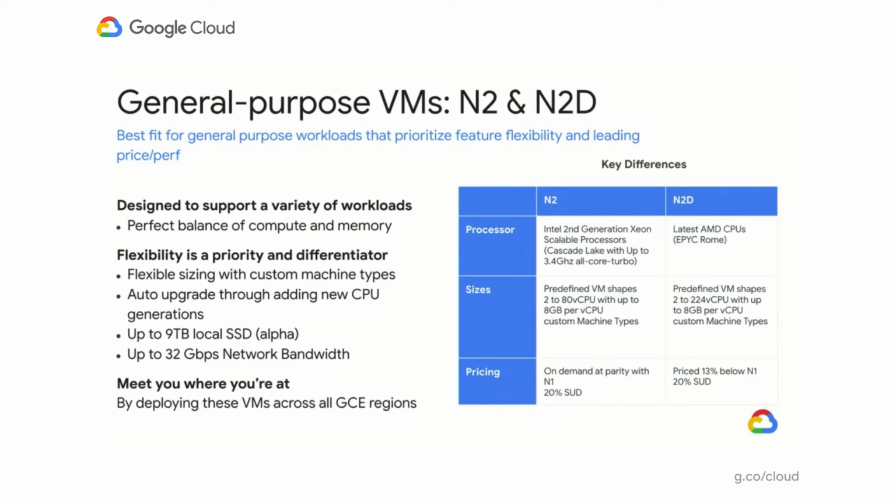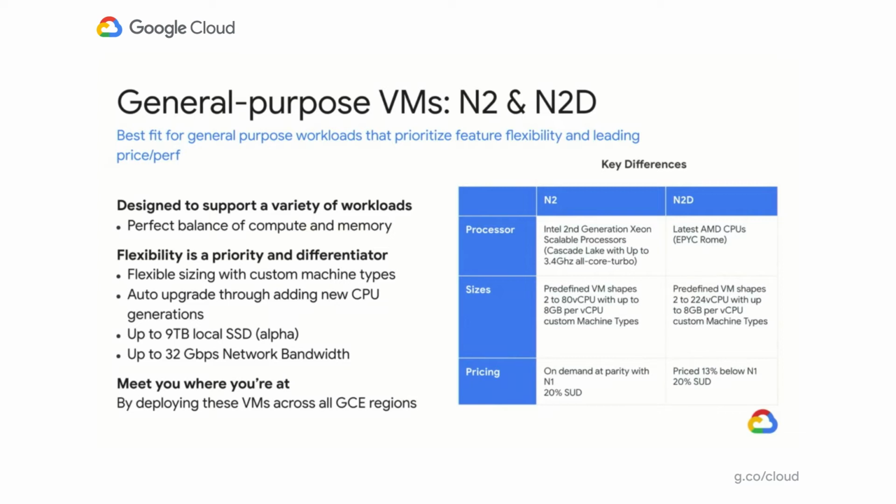This means that you can simply choose a minimum CPU platform, and Google will automatically run your VM on the latest CPU generations. You can attach up to 9 terabytes of local storage per node, and you can get the highest networking performance with 32 gigabits per second. These VMs are also being rolled out globally across all of our Google Compute Engine regions.